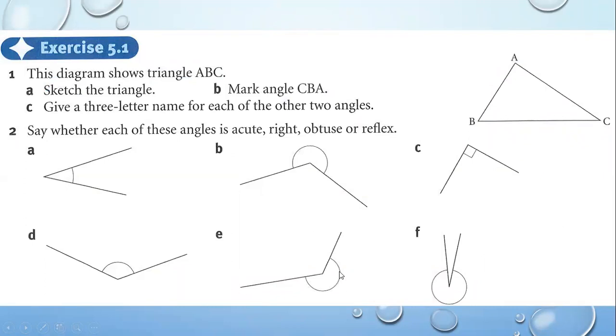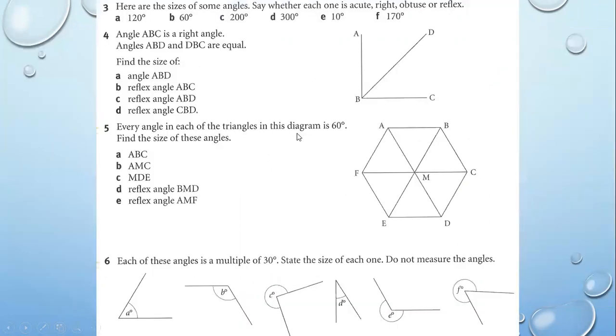Here, sketch the triangle. This diagram shows ABC. Sketch the triangle. You can draw the triangle like that. Mark the angle CBA. Don't give it a name like that, you give it the name CBA. Then give three-letter names to each of the other two angles. You also give them names like that.